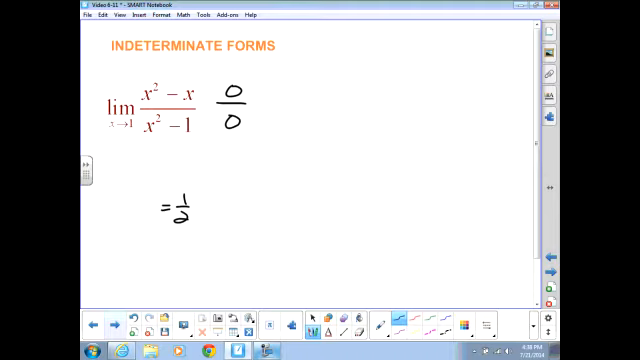Because we get an indeterminate form, we'll now take the derivative of the top and the derivative of the bottom and reevaluate that limit. So our numerator will be 2x minus 1, and our denominator will be 2x. And now we'll reevaluate. When we put in 1, we'll get 2 minus 1, which is 1. When we put in 1 in the denominator, we'll get 2. Notice that's the 1/2 we got in the other version.